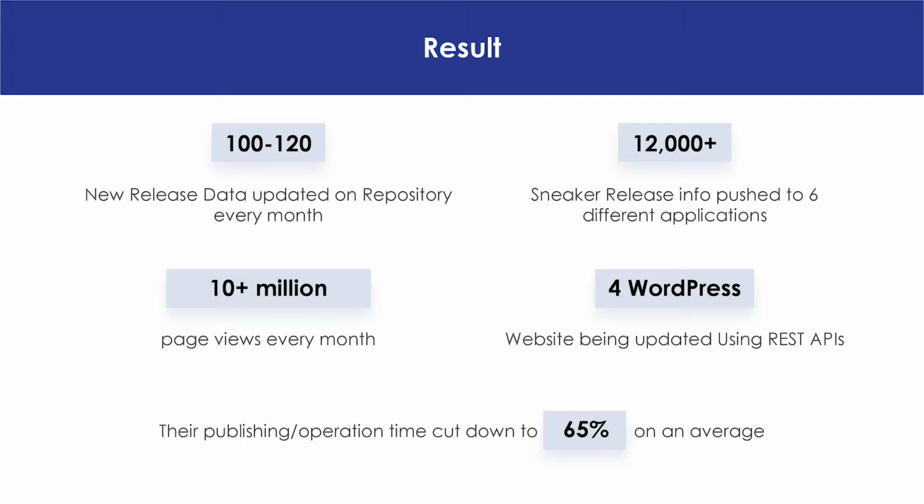And in this data fetching part, we did some automation. So now instead of these 50 different pieces of information, they just have to update maybe 10 or 12, and the rest of the data points are collected from websites like eBay, Nike, and Air Jordan, so data entry is reduced. The final result was that they are publishing around 100 to 150 new Sneaker release entries on the repository, and this 12,000 plus data gets pushed to all these 6 different systems.